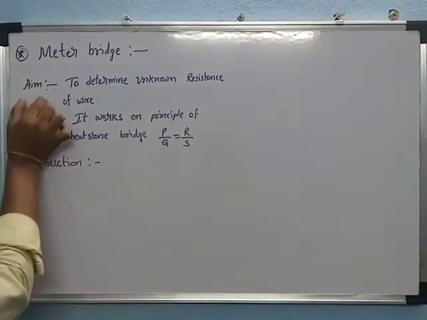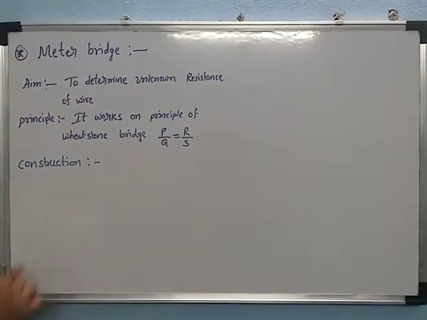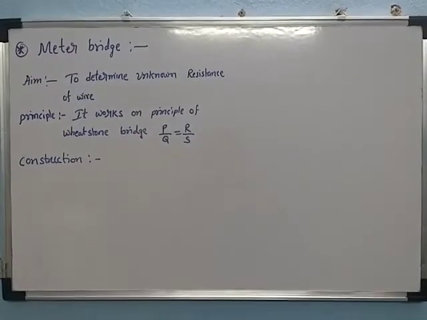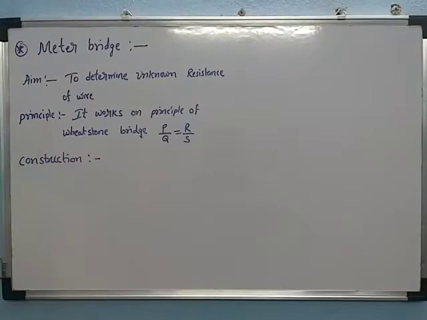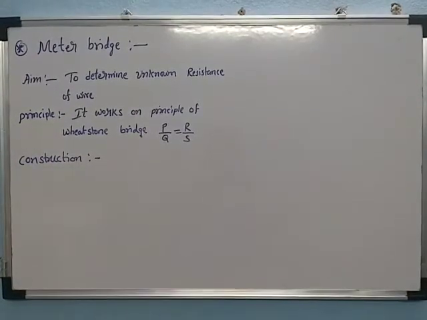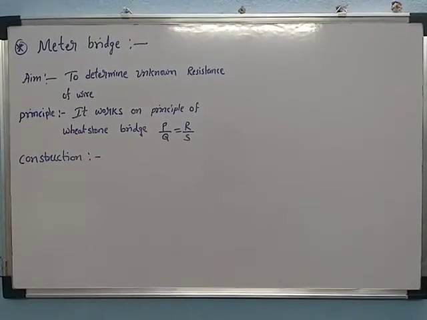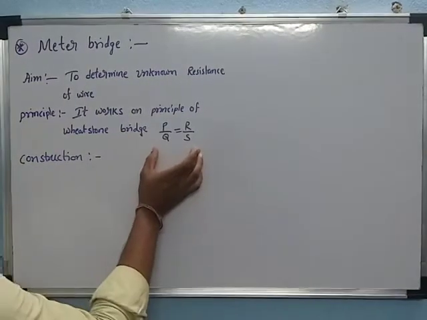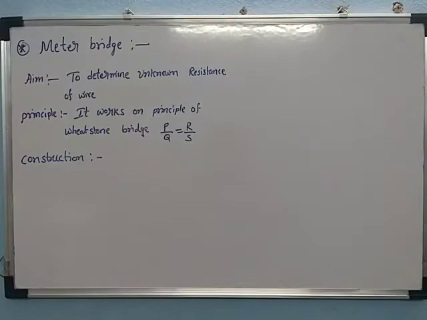See, here is the first aim. What is the aim? To determine the unknown resistance of a wire. Next, the principle: it works on the principle of the Wheatstone bridge. So the formula is P by Q is equal to R by S.